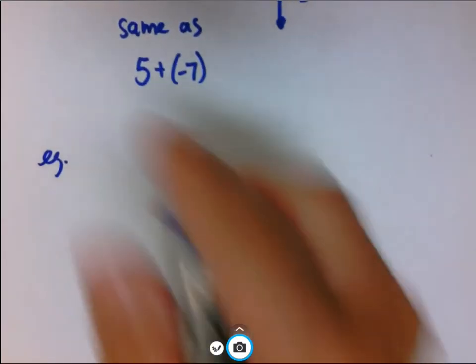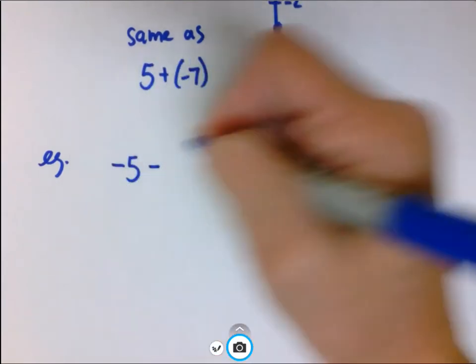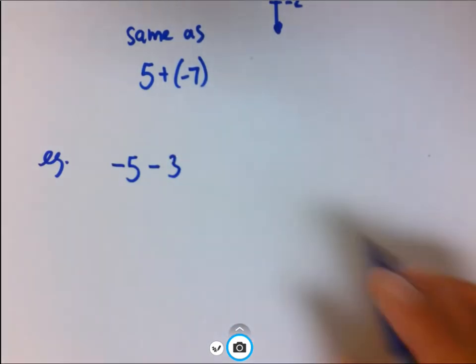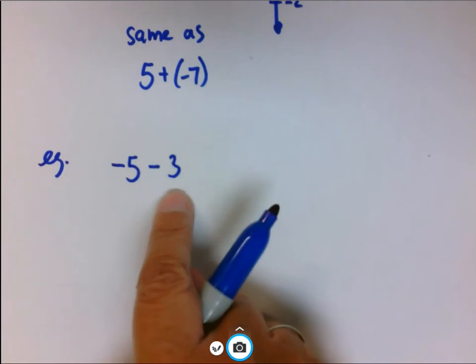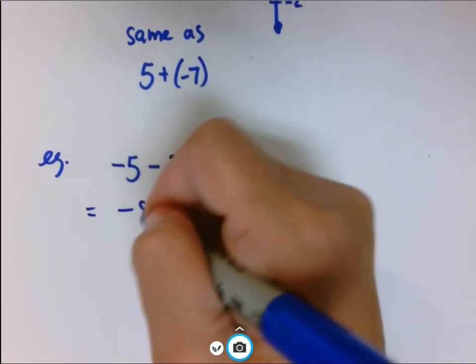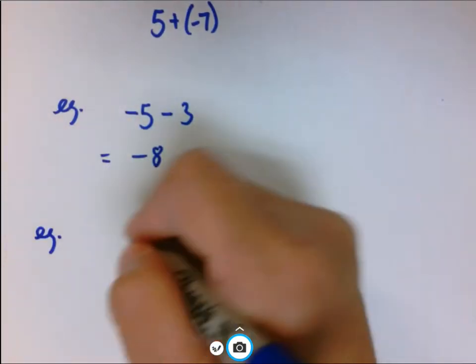So let's take a negative number and subtract a positive number. So the temperature is -5. It's going down another 3 degrees. So it's getting colder. So that should help with the direction. And we're left with -8. Let's do another one now.